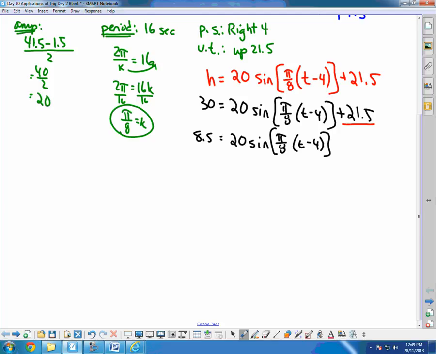Next I'll have to get rid of this by dividing. So if I divide 8.5 by 20, I should get 0.425.